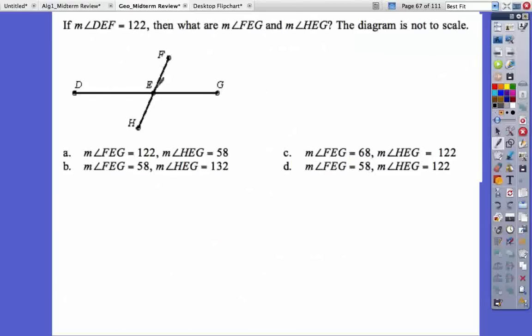If DEF, which is this angle here, is 122, then what are FEG, which is the supplementary, so that is 68, and HEG, which is vertical angles here, 122. So HEG is 122. And we use the calculator to make sure that 180 minus 122 is 68, and it is not. It is 58, and my answer is D as in dog.